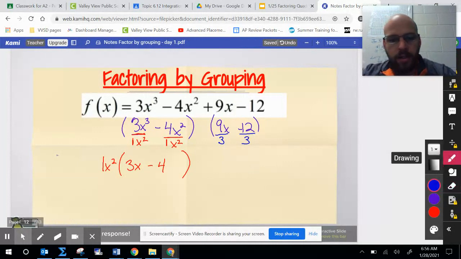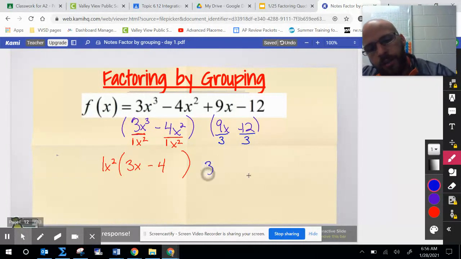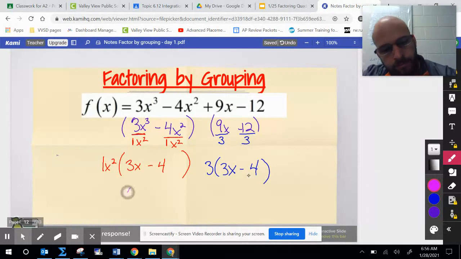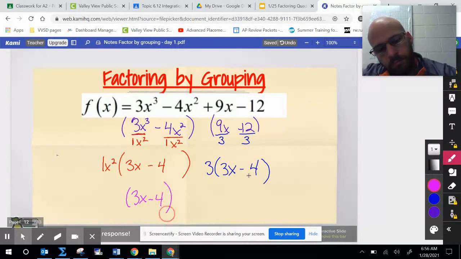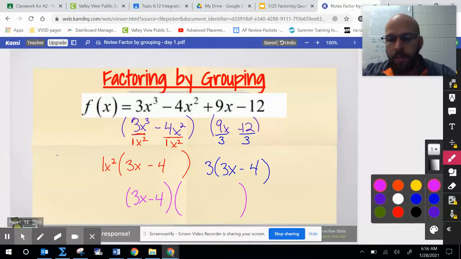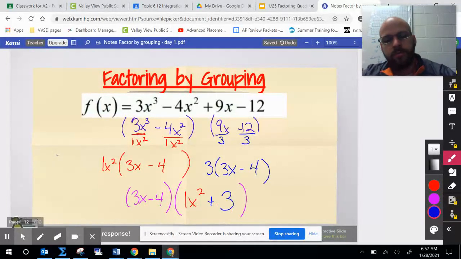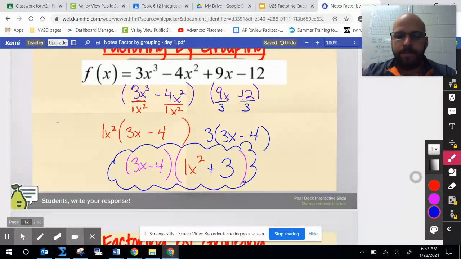Okay. So now if I do this, if I take a 3 out, 9 divided by 3 is 3. Leave the x. Negative 12 divided by 3 is a negative 4. So the grouping that they have in common is 3x minus 4. And then the greatest common factors are going to be a 1x squared and a plus 3. And this would be my final answer. Okay?